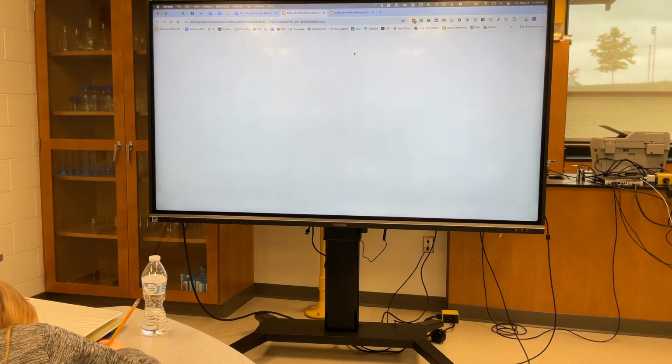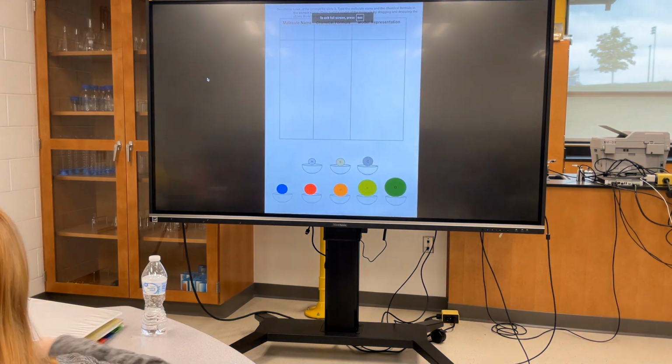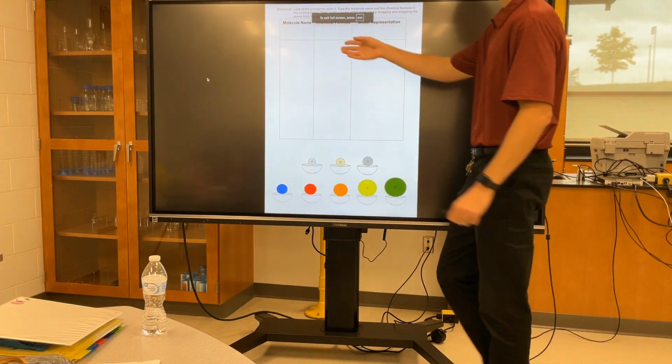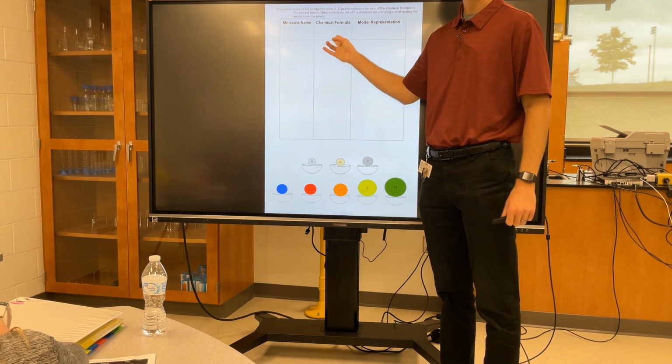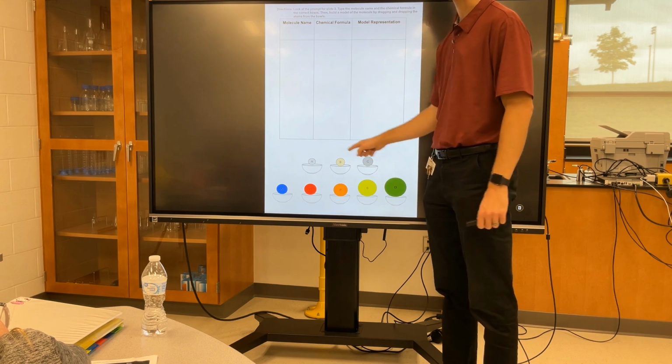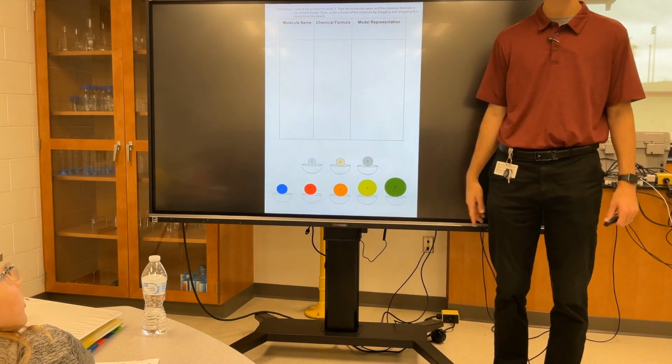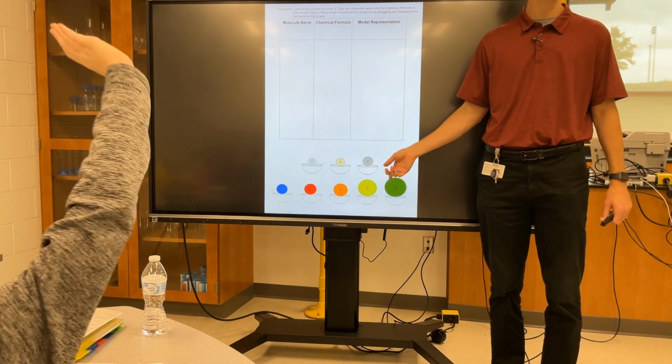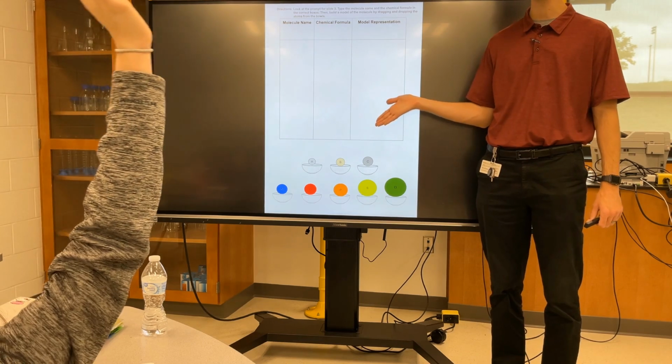So here's what your test is going to look like. Hopefully it's not too confusing. But you can see, I'll give you the molecule name, I'll give you the chemical formula, and then you can tell what it is because we'll have the different elements down here to just drag out. So that'll be easy to see what we're talking about. And hopefully the font that I'll use won't be confusing.